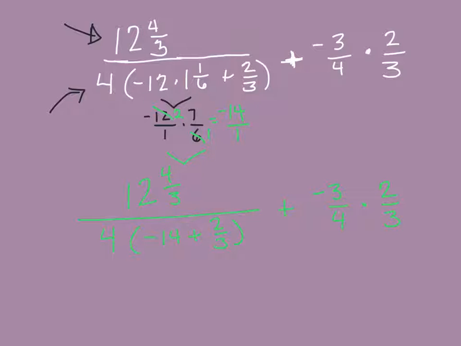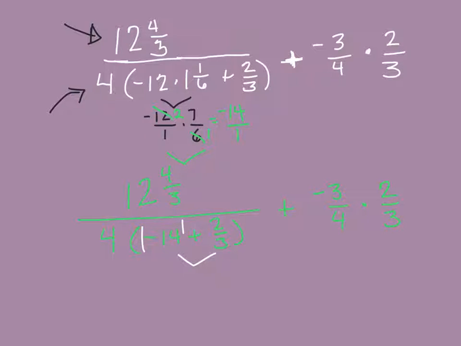Now, I'm still dealing with this bottom here, and I've still got some parentheses to do. I've got negative 14 plus 2/3. I'm adding, but those two signs are different. Two rational numbers are different. So if the signs are different, find the difference. Okay, so that makes things interesting.